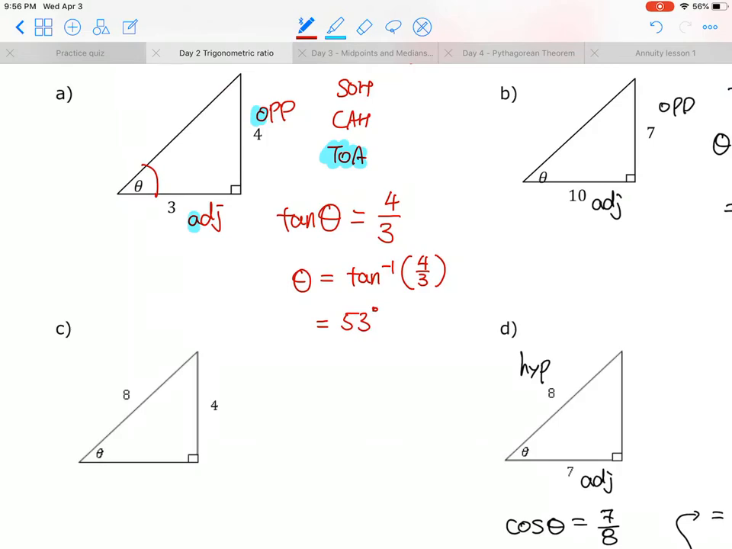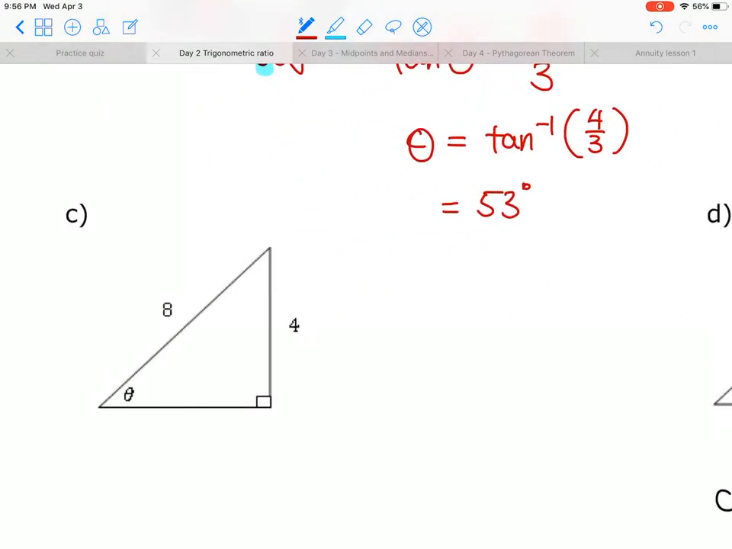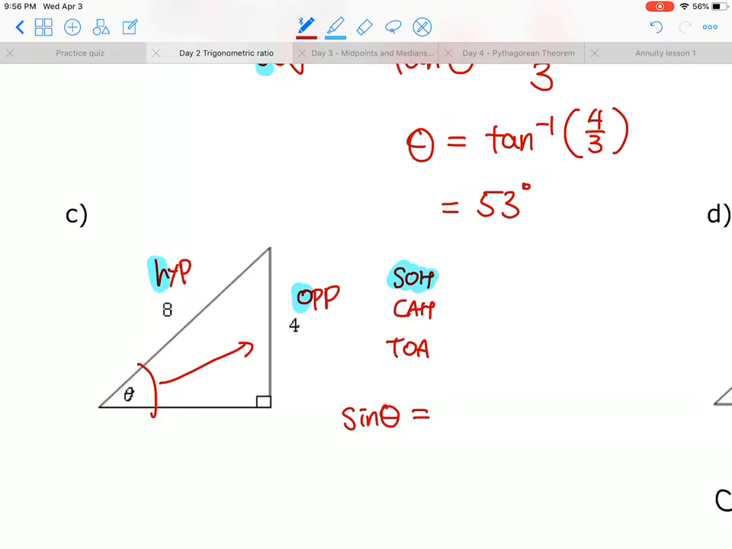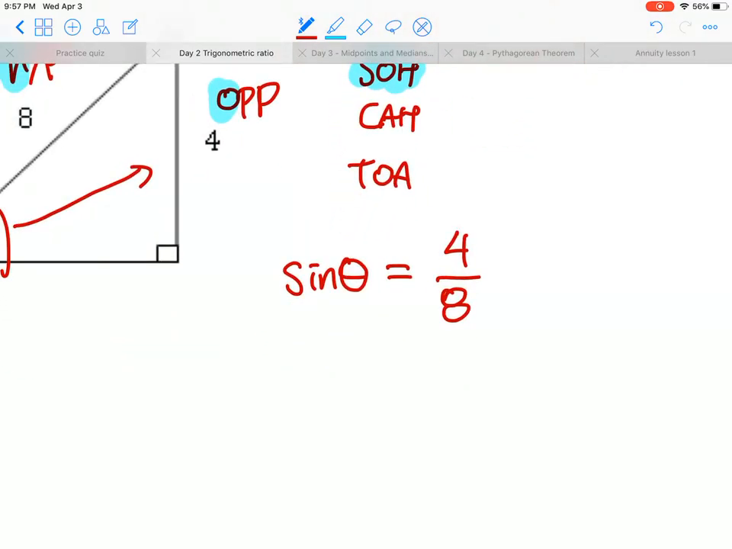And the same thing applies for, let's say, example C. So for theta, 4 is going to be the opposite. I know 8 is going to be the hypotenuse for sure. According to our SOHCAHTOA, the one that has O and H is SOH, right? So this means sine of theta equals opposite 4 over hypotenuse 8. Now, it's up to you whether we reduce it or not. In this case, it really doesn't matter.